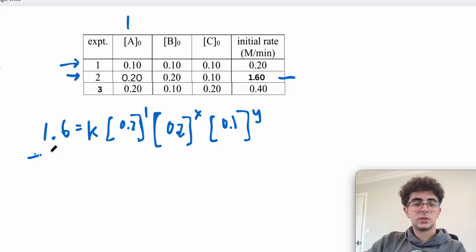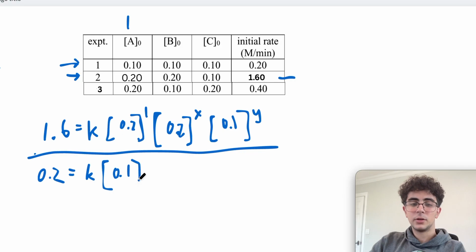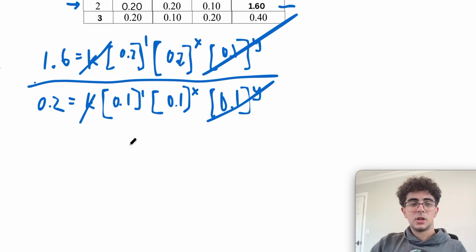And we're going to take this expression and divide it by our other expression from experiment 1, which is going to be rate, which is 0.2, equals k times, now the concentration of A is 0.1. We know it's to the power of 1. Times our B, which is now 0.1 to the power of x again. And then C is 0.1 to the power of y. So a few things happen. The k's cancel, and the 0.1s to the y cancel, and we're left with this expression.